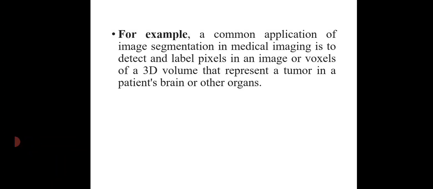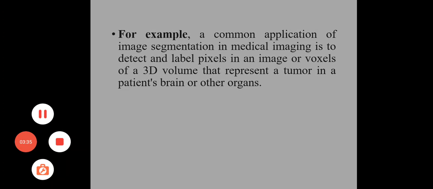A good example is the use of infrared imaging by the military to detect objects with strong heat signatures, such as equipment and troops in motion. This is the example to explain image segmentation.